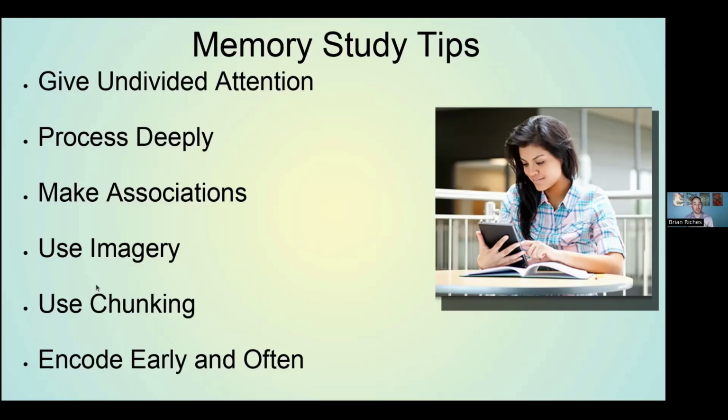Using imagery. We've talked about a couple examples of using imagery. Use chunking, put things together. So as an example, two of the words in our mnemonic activity were paper and sand. You could chunk those together as a piece of sandpaper and use imagery to imagine a sandpaper. So encode early and often. So review or do your reading, come to class, review your notes. That's essentially what that means.